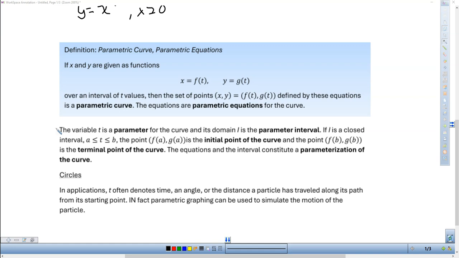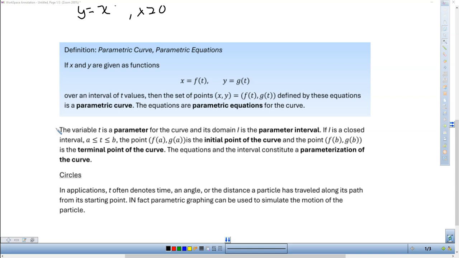When we look at this definition, the variable t is our parameter for that curve, and the domain is the parameter interval. If I is a closed interval, so a is less than or equal to t, which is less than or equal to b, then our point f of a, g of a is the initial point of the curve, and the point f of b, g of b is the terminal point of the curve. So initial point being where it starts, terminal point being where it ends. Now the equations and the interval altogether constitute a parameterization of that curve.